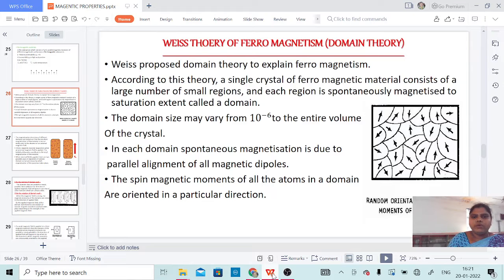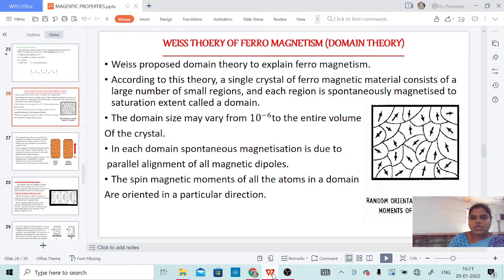In this video, we are going to discuss Weiss's theory of ferromagnetism and domain theory, hysteresis loss, and soft and hard magnetic materials. Now let's discuss Weiss's theory of ferromagnetism.